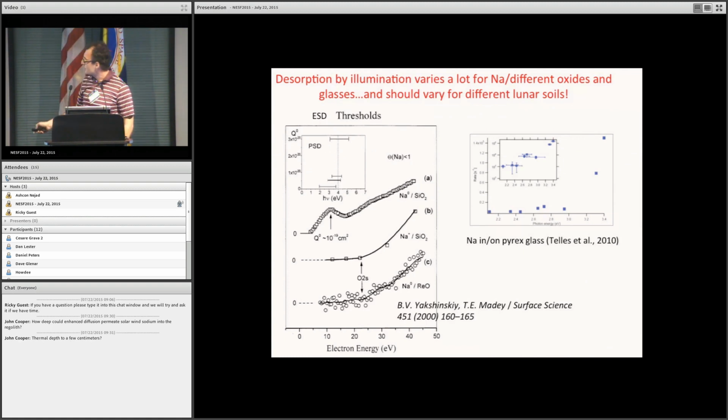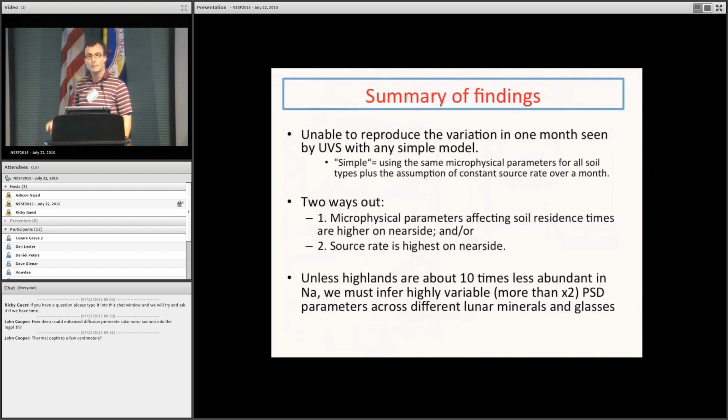These experiments demonstrate that if you coat different minerals with sodium, you get different thresholds for activating this photodesorption or electron-stimulated desorption. When you do this on silicon dioxide, you have a threshold of about 5 eV. When you do it on other minerals, it's 20 eV. By then, the fluxes of photons are much reduced.